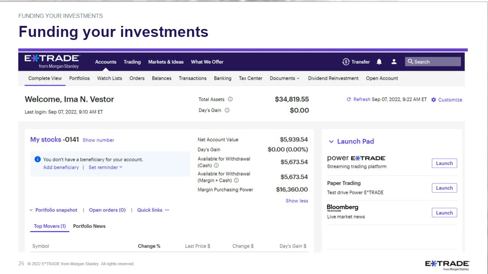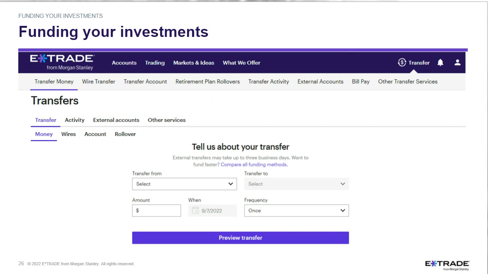So to fund your E-Trade account, you simply go to the little transfer tab up here. And when you click that, you will see a drop down allowing you to transfer money, do wire transfer, transfer brokerage accounts, all the various ways of moving funds or assets around. And you'll come to a page where you have a variety of ways to transfer. And one of the things that you'll want to do is to set up your bank account.